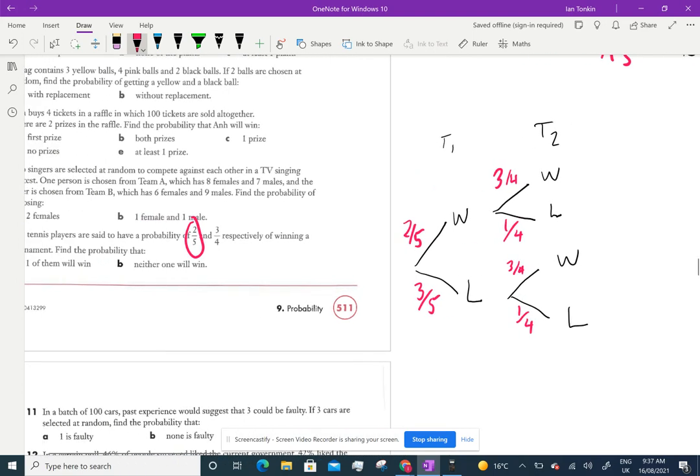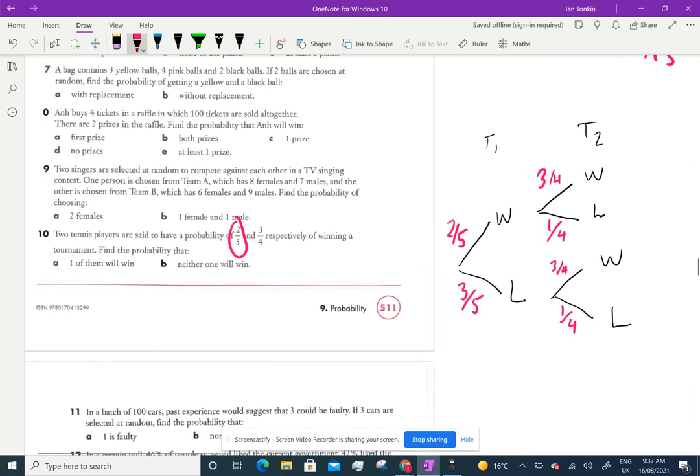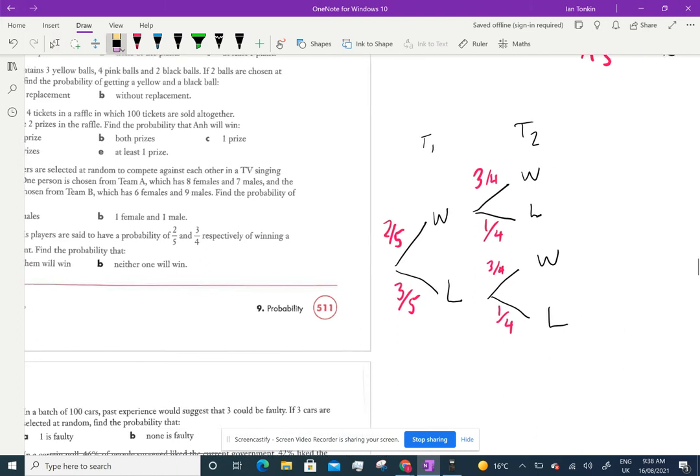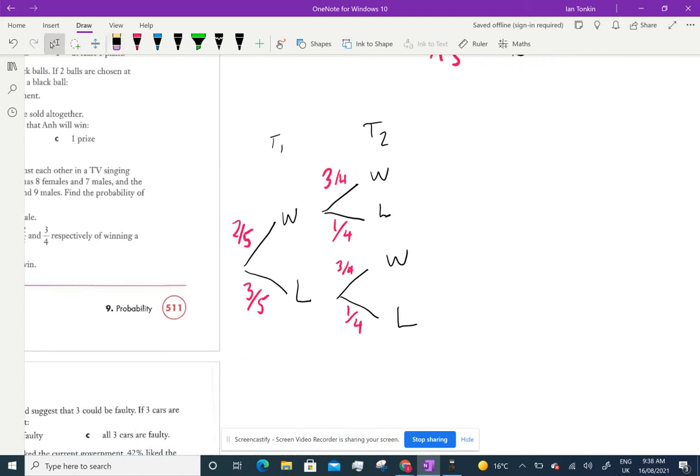So, find the probability that one of them will win. Now, that's a bit tricky because it says one. It doesn't say at least. As soon as I see that, then with worded problems, you've got to be careful. That one of them will win. Does that exclude the chance that both of them will win? Well, I'm going to assume that it does. So it means that only one of them wins.